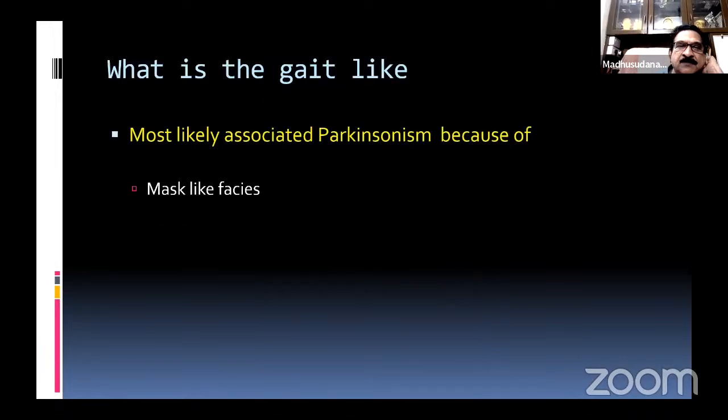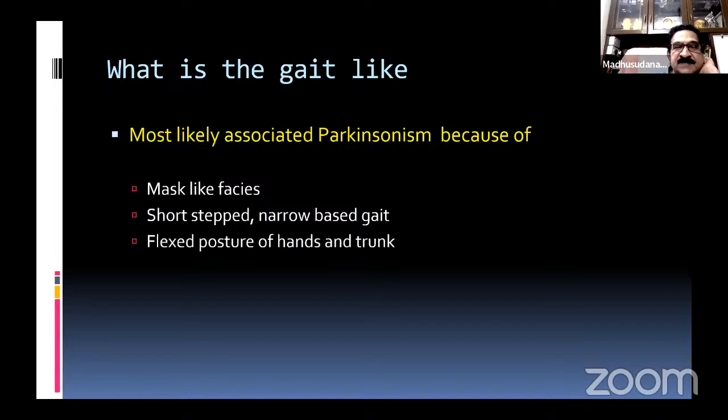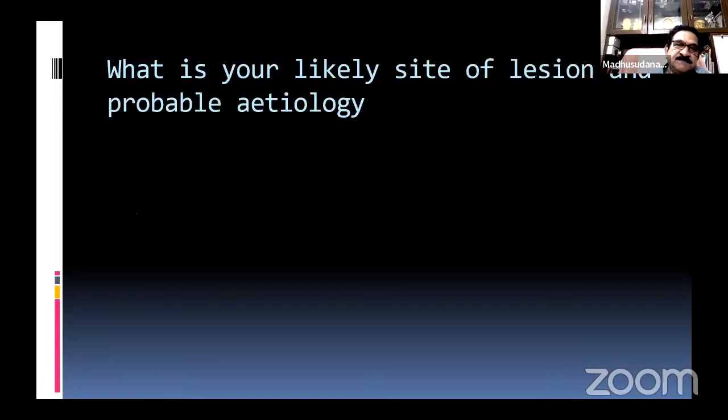So, what is the gait like? Parkinsonian, because of the mask-like facies, short steps, narrow-based gait, and festination. So, less likely to be a frontal gait disorder because of the involvement of the upper limb, the narrow base, and the flexed posture of the hands and trunk. So, this is Parkinsonism.